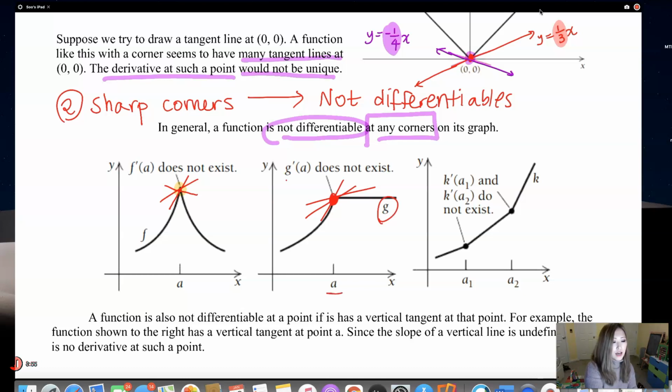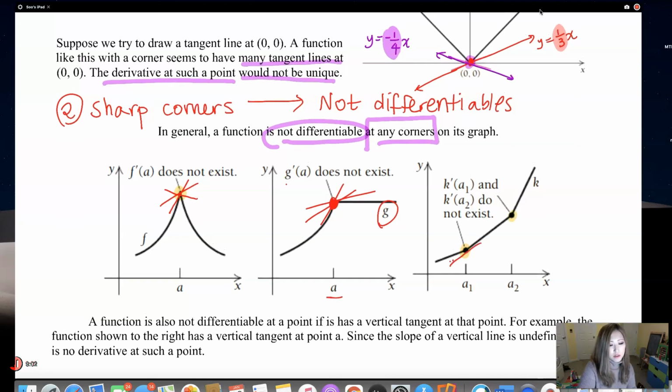Okay? Well, this guy has 2 sharp, well, not that sharp, but still angled points, right? So we can still draw, it's kind of hard, but yeah, I suppose, more than one tangent line at these 2 points. So for this graph, the function is named k. k is not differentiable at a1 and a2. Or we can say another way, k prime of a1 does not exist, and k prime of a2 does not exist.